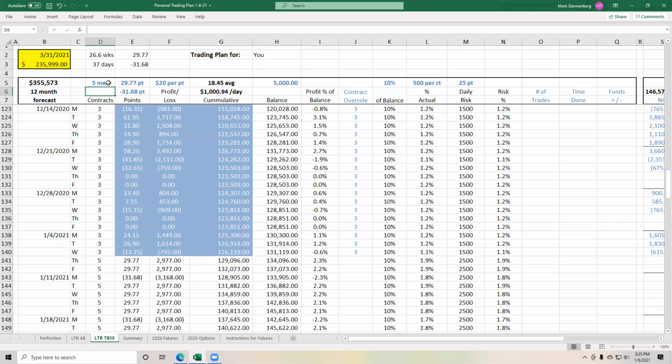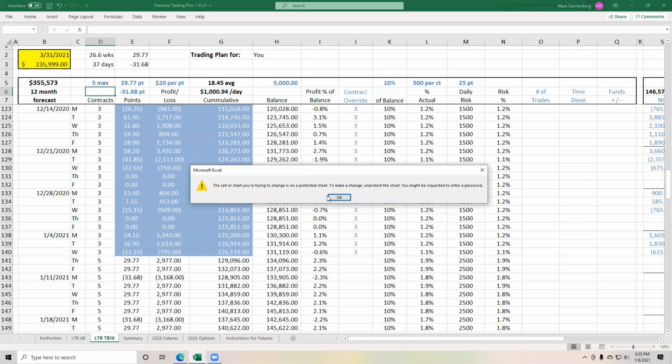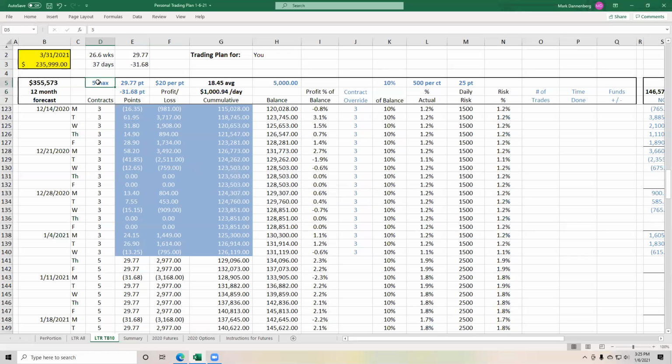Let's just say you decided that you want to make it 10 contracts. I don't suggest that, but I'm just saying the personal trading plan is going to then forecast for you exactly what the projected income could be. And I'm saying could be, not will be, because we don't know for sure exactly what the income is going to be. These run rates, these variables, have the high probability of changing from day to day.